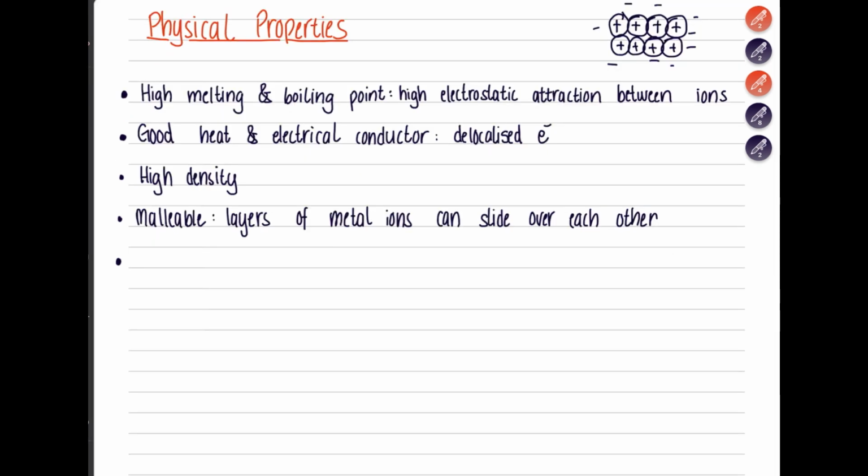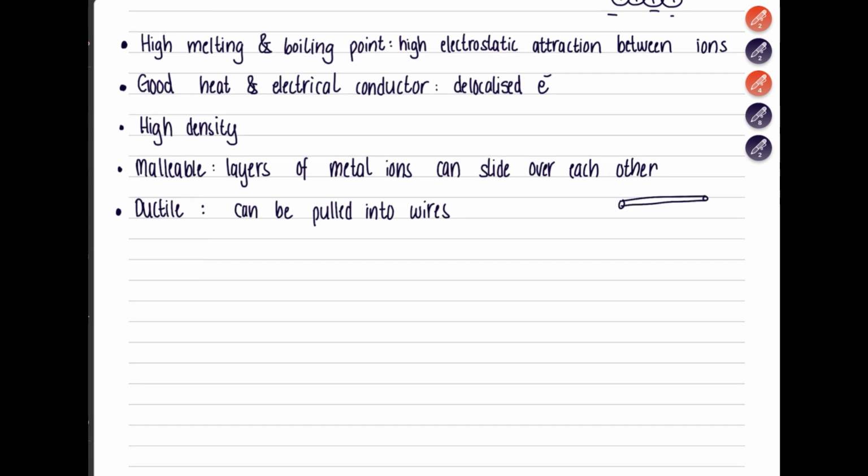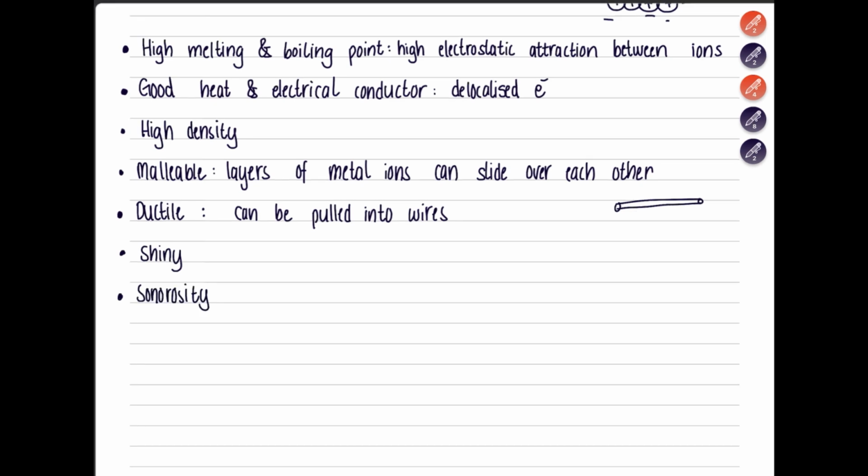The next property is that they are ductile. Metals can be pulled into wires without breaking. Therefore, metals are used as wire, for example, copper wires. Next, metals are also very shiny. This is one of their properties. They're not dull like lead, they're shiny like gold. And lastly, they have a property of sonorosity. So, what is sonorosity? It's when you hit a metal, it produces a ringing sound.